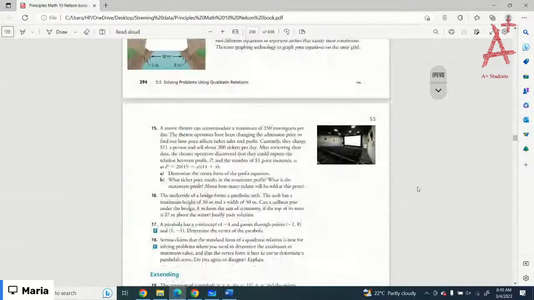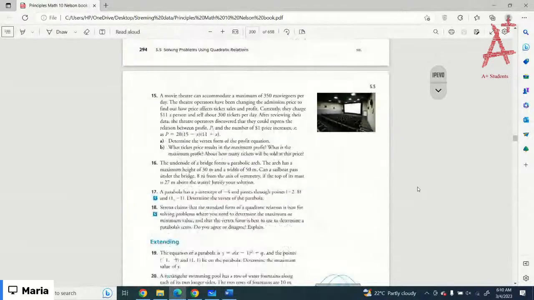A movie theater can accommodate a maximum of 350 moviegoers per day. The theater operators have been changing the admission price to find out how price affects ticket sales and profits. Currently, they charge $11 a person and sell about 300 tickets per day. After reviewing their data, the theater operators discovered that they could express the relation between profit P and the number of $1 price increases x as P equals 20 times (15 minus x)(11 plus x).